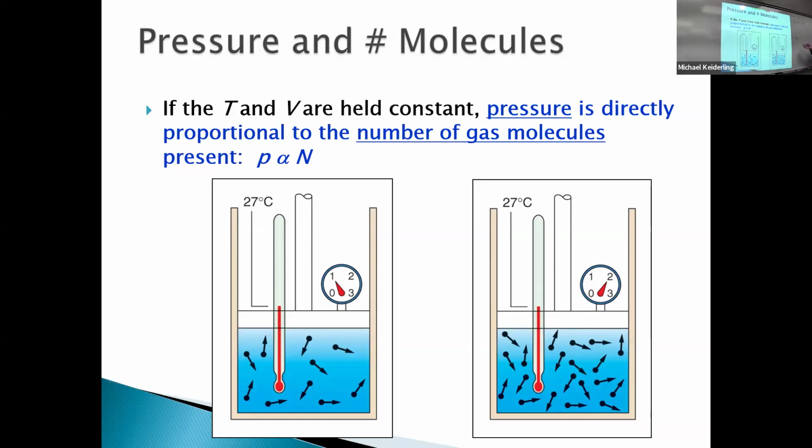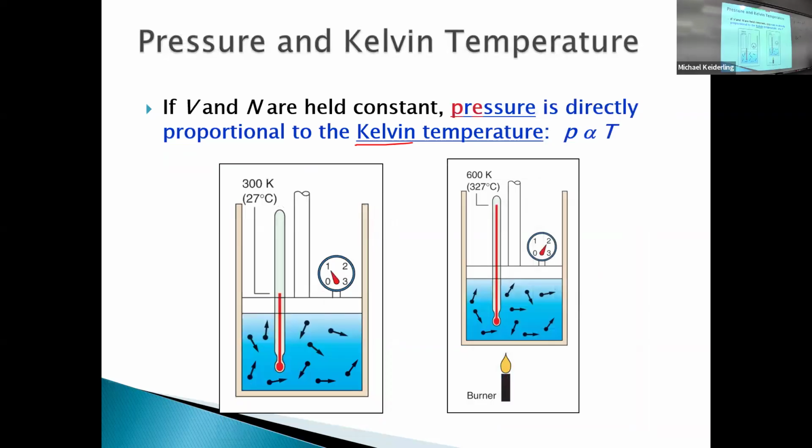The pressure is directly proportional to the number of molecules. Double the number of molecules, double the pressure. If volume and number of molecules are held constant, pressure is directly proportional to the Kelvin temperature.